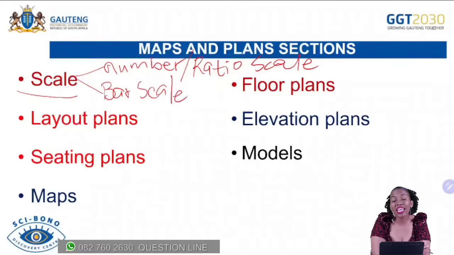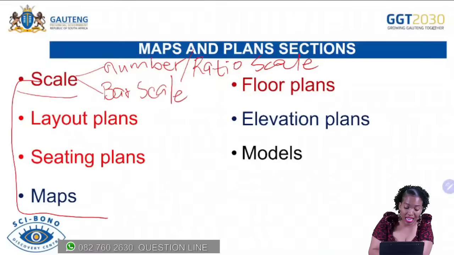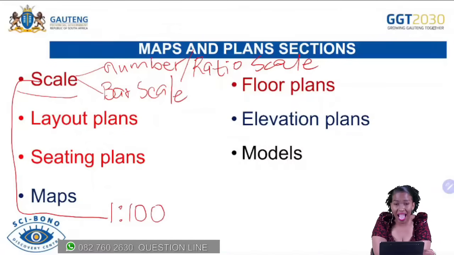You could be given a map, and on a map, there will be a scale that is given. So the examiner can ask you to identify the type of scale that is used on the map. So you should be able to identify that. Is it a number scale or is it a bar scale? How would you know if it is a number scale? If it is a number scale, for example, it will be written as numbers. If it is 1:100, this is an example of a number or a ratio scale.